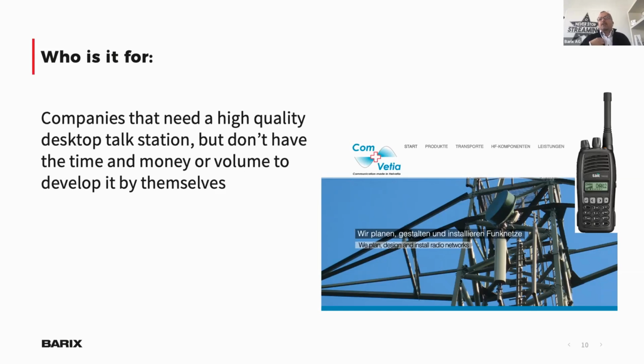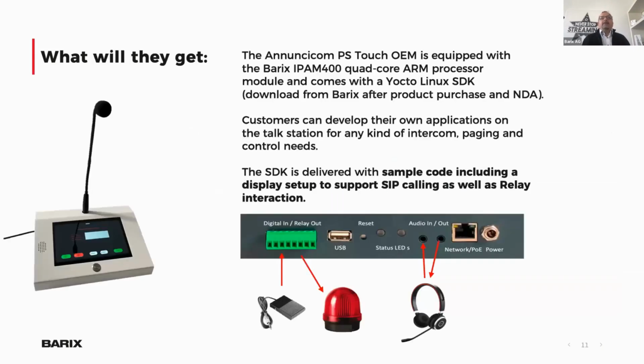Actually, our first customer for this happens to be a Swiss customer. They're called Convetia. They're making radio intercom solutions. They saw this and said, wow, this is so cool. We want to buy the hardware. We don't want to buy the software. Can we do that? And what they get is the Annuncicom PS Touch 400 OEM.